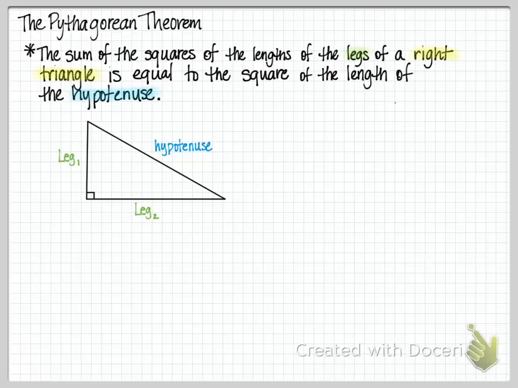So if we draw a picture of a right triangle, and you can see in green I've got leg 1 and leg 2, and then there's the hypotenuse. Now the hypotenuse is always opposite the right angle, and it's always the longest side of a right triangle.